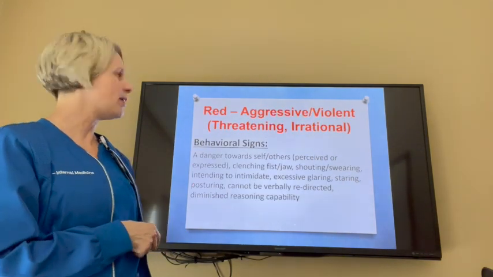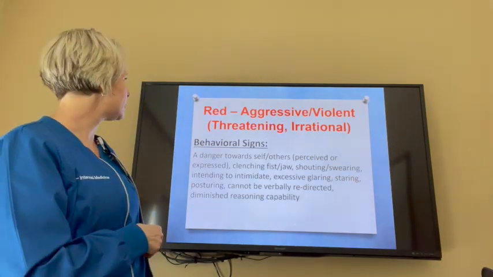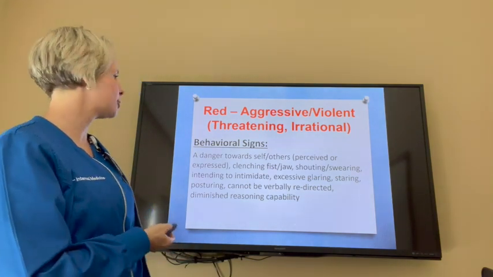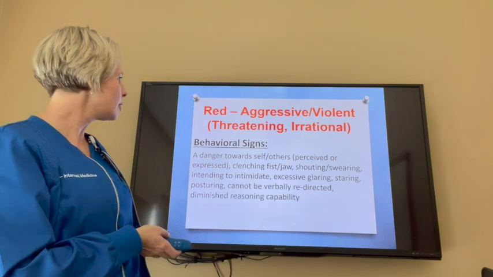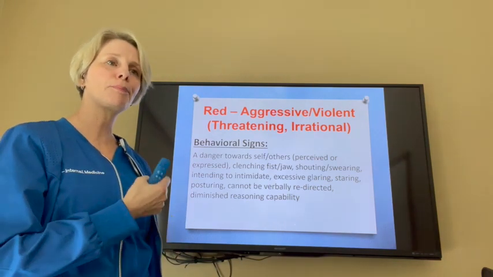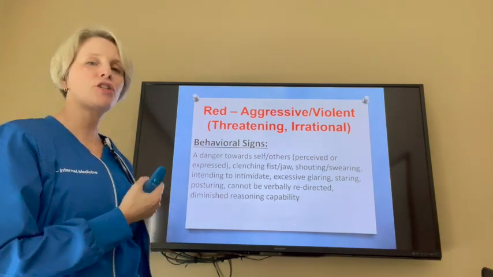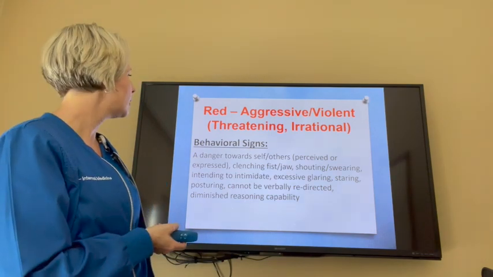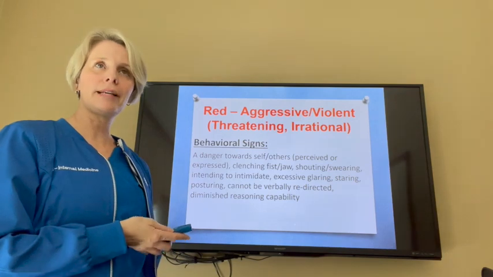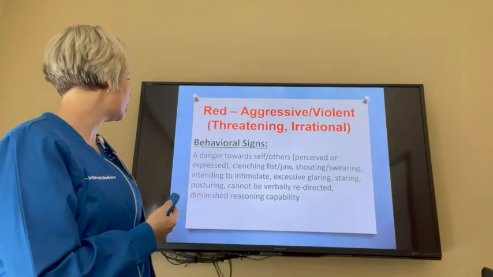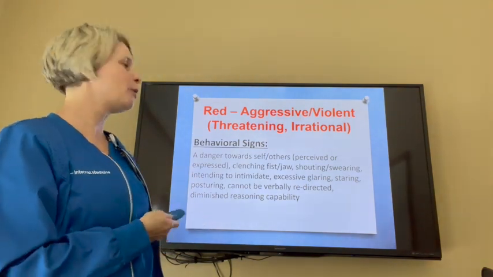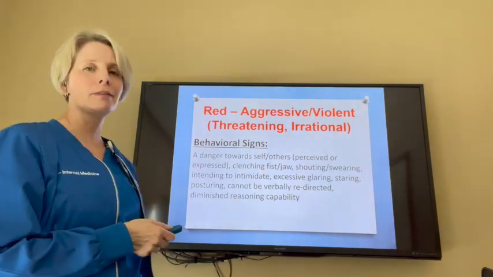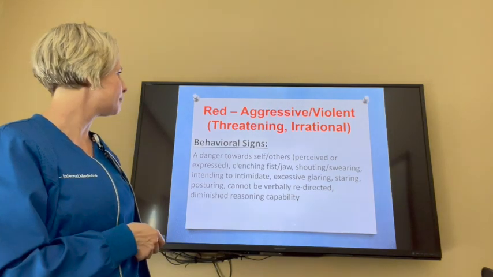So aggressive, violent, threatening, irrational patient. So this patient may be a danger towards self or others, whether that be perceived or expressed. They may have a clenched jaw or fist. They may be shouting or swearing. They may be intending to intimidate. They may have excessive staring, glaring, posturing. And at this point, patients typically cannot be verbally redirected. They have diminished reasoning capability.